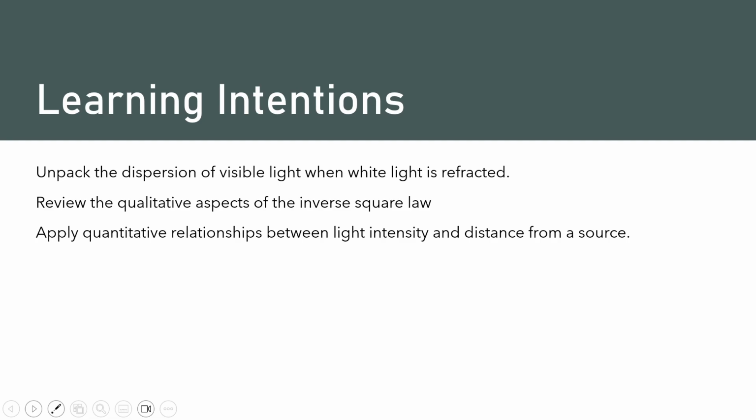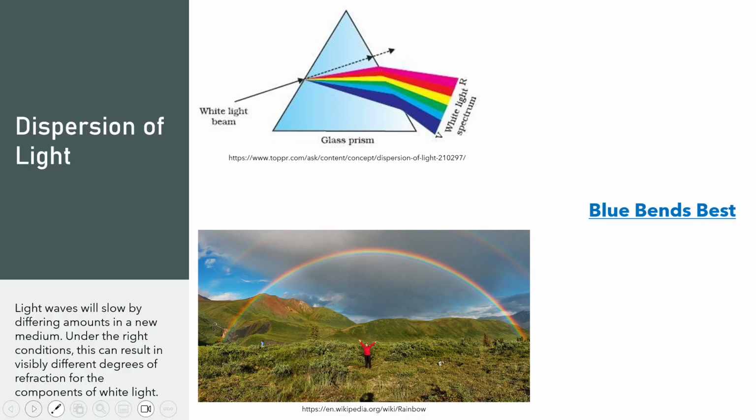So our learning intentions for today, first off, we'll unpack the dispersion of visible light when we have white light being refracted. Reviewing some of the qualitative aspects of the inverse square law, which we've looked at in previous videos, and then start to apply the quantitative relationships between the intensity of light and distance from a source. So first off, our dispersion of light.